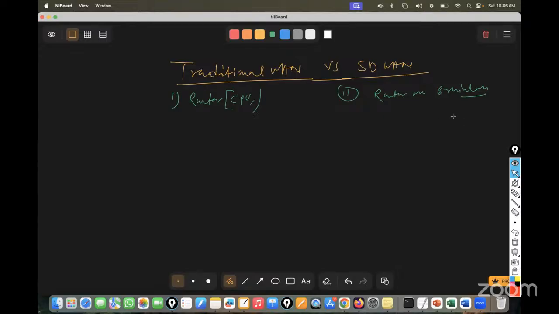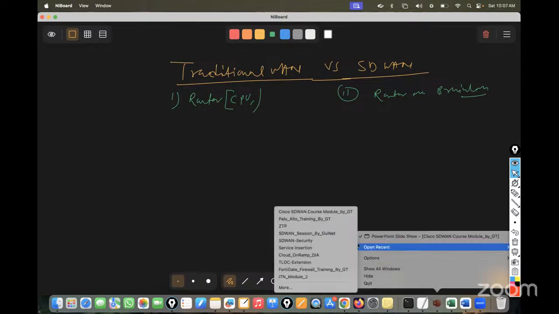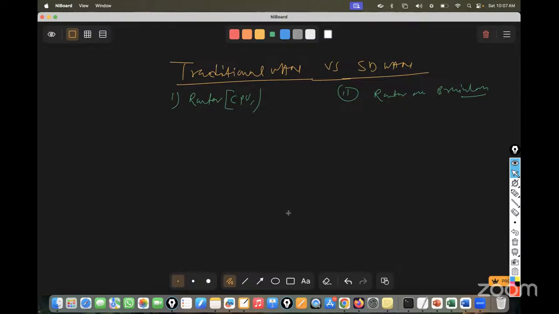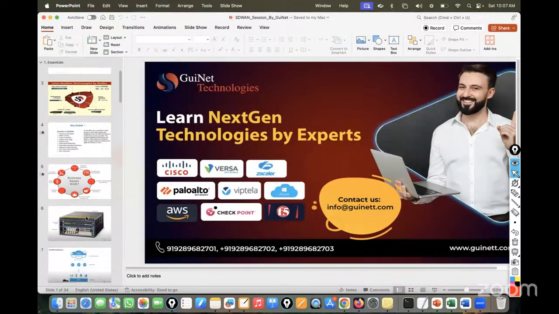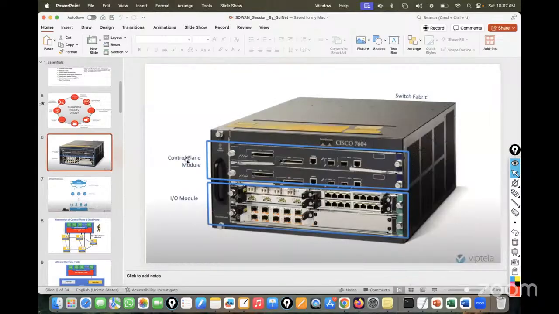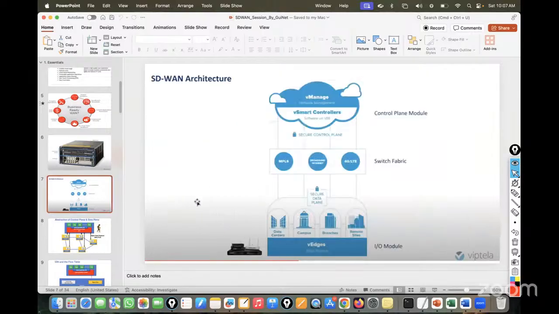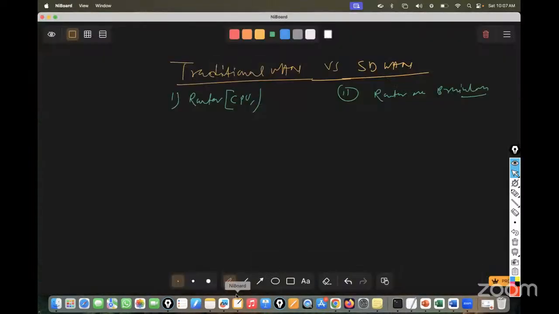But you have to understand, in the traditional setup, I have the router, and that router has all the capabilities. Let me show you. Let's suppose this is my router. This router has the control plane, the IO module, and the switch fabric. It is going to do everything by itself without any problem. But in the SD-WAN, let's suppose I have the router, they are totally dependent on my control planes. They are not going to do anything by themselves. That is the point I'm trying to make here. Clear?